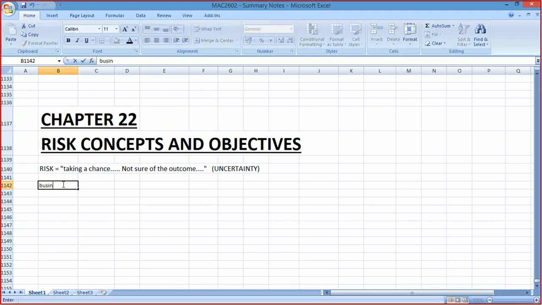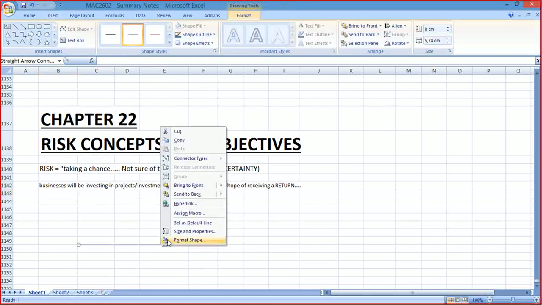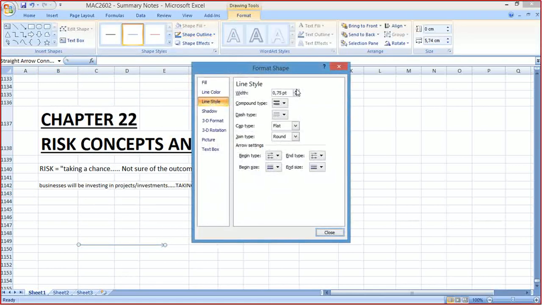But remember, businesses will be investing in projects and investments, taking risk with the hope of receiving a return. Okay, so we've spoken about risk before when we looked at CAPM. When we did CAPM, we said that risk and return have a direct relationship and it's linear. Do you remember that?